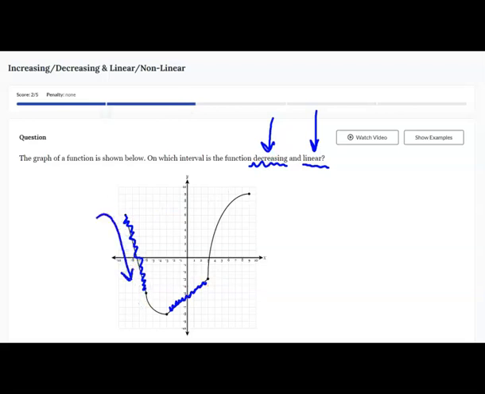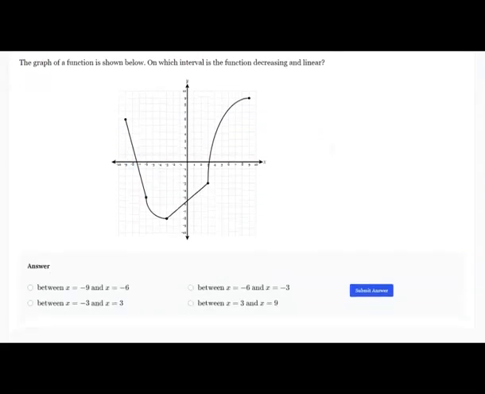So that means from here to there is our interval. So on the x-axis, those numbers are -9 and -6. So when I read through the responses, I'm looking for -9 to -6.